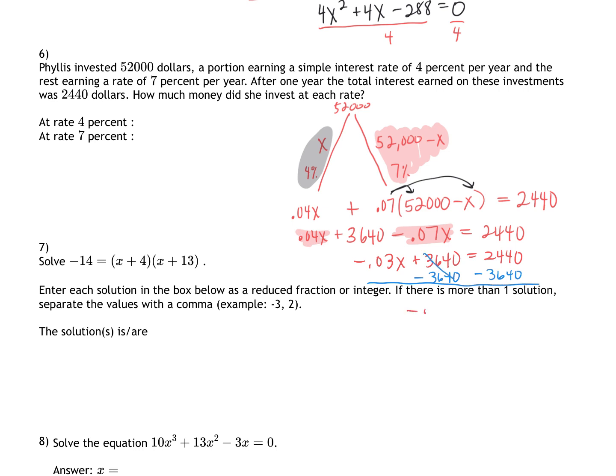So we would get negative 0.03x is equal to 2440 minus 3640, which is negative 1200. Divide by negative 0.03, and I get 40,000.